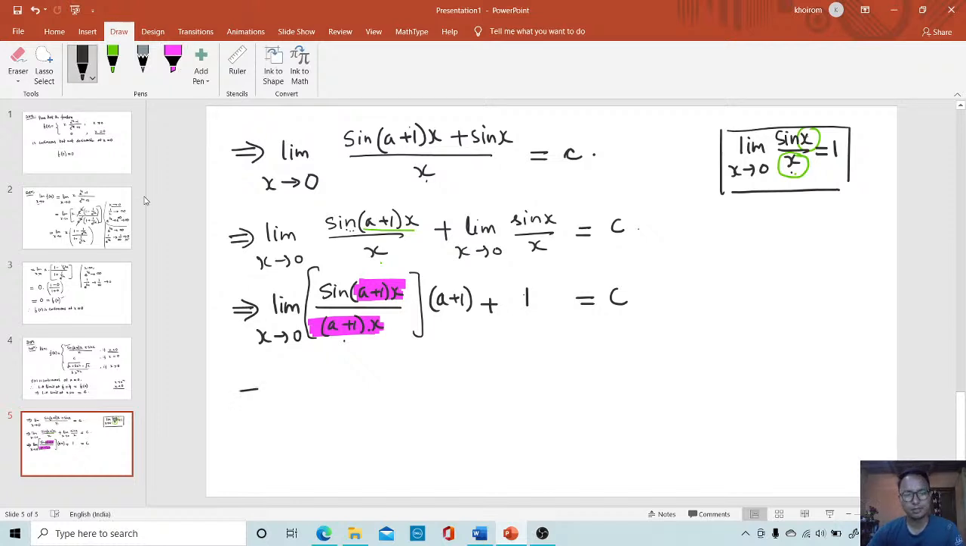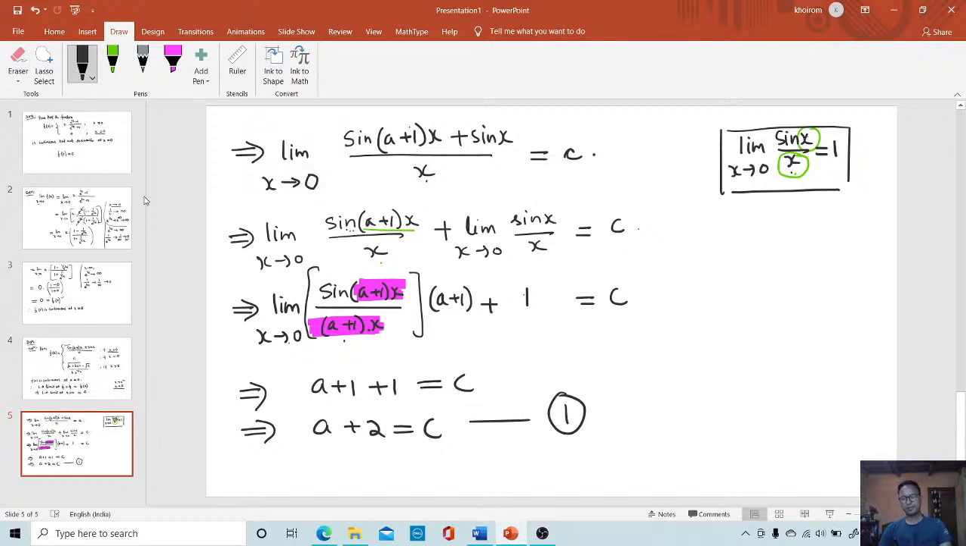Now the limit of the sin function is 1, so 1 into a plus 1 gives a plus 1, plus 1 equals c. This implies a plus 2 equals c. Let it be our first equation. Now we got one equation, but we require three equations for three unknowns. Up to this I think you all understand.